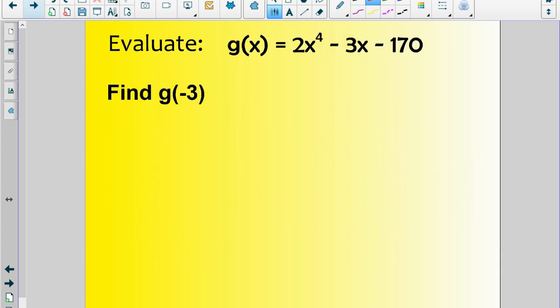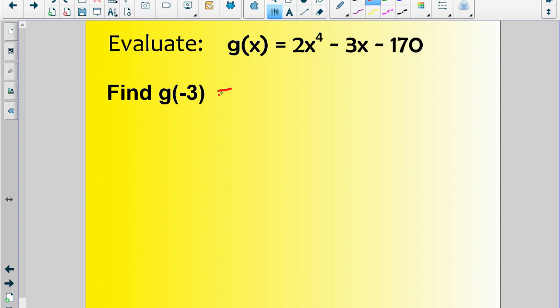All right, last one, g of x. So again, it's just function notation. It's still just saying that the function of x is over here. It's 2 times x to the 4th power minus 3 times x minus 170. And they are telling us to find g of negative 3.